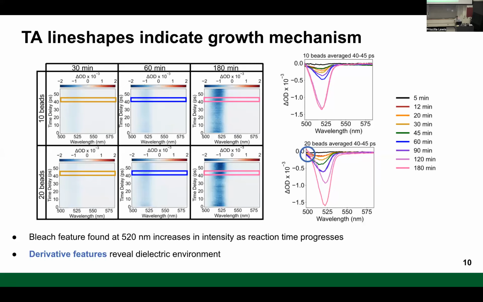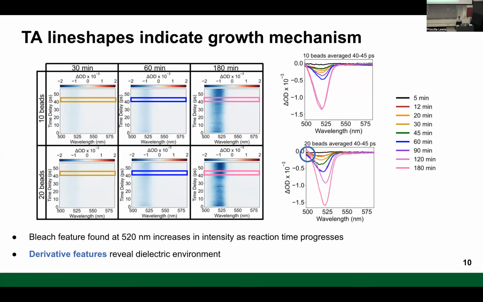So previous research in the Wong group has done very similar research with methylammonium lead iodide nanocrystals, and they attribute this similar bleach feature to the presence of poorly capped nanocrystals at a much later stage in the synthesis. What's also really interesting about this 20 beads plot is that small positive feature on the left side. We only see this in the 120 minutes and 180 minutes time point.